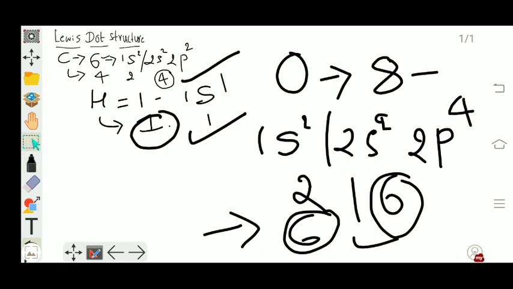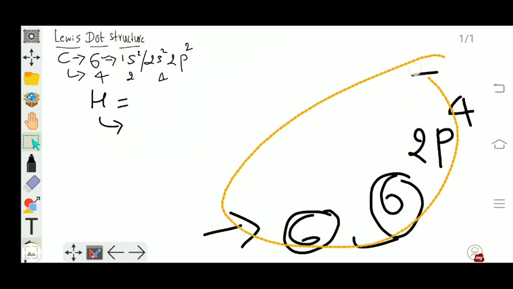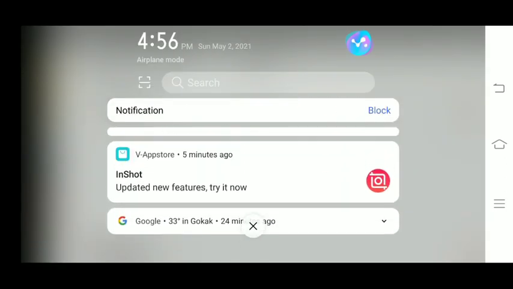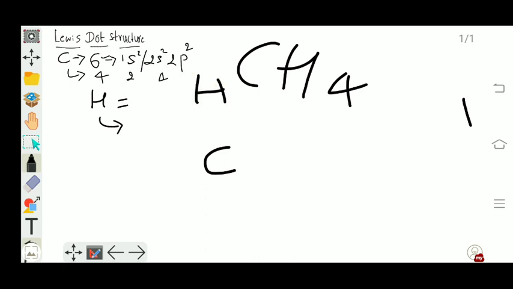Now I will explain the dot structure representation for the methane molecule. See here, methane is CH4. In CH4 there are 4 hydrogen atoms and 1 carbon atom. C is the central atom, and these 4 hydrogens are arranged around the central carbon atom.